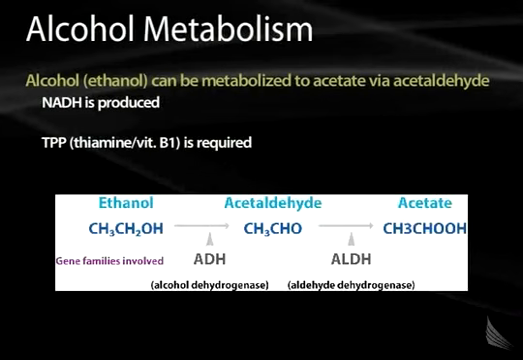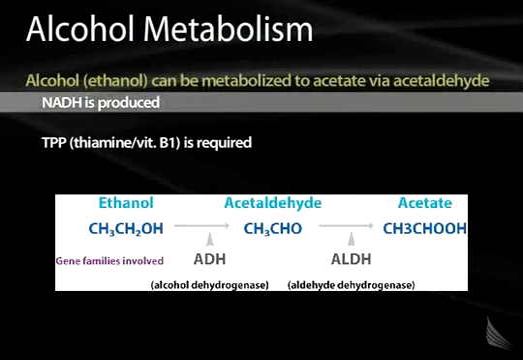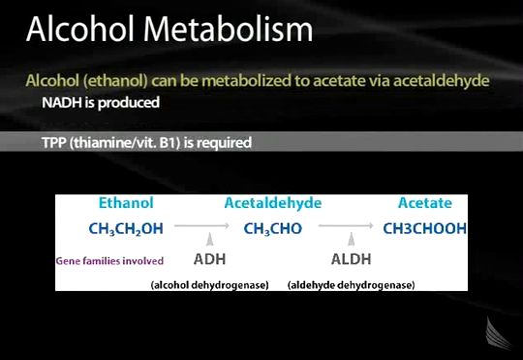Now, in this section, we also want to consider how one other thing is metabolized, and that's alcohol. Alcohol that's consumed in the diet is usually in the form of ethanol. Ethanol is metabolized to acetate via an acetaldehyde intermediate. And this requires 2 enzymes. One, alcohol dehydrogenase, which converts ethanol to acetaldehyde, and the other, aldehyde dehydrogenase, which converts this acetaldehyde to acetate. Both of these reactions produce a molecule of NADH, and both of them require thiamine pyrophosphate as a cofactor.